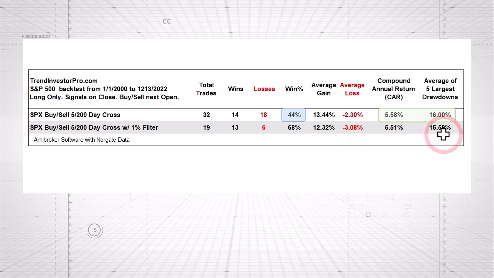So these systems are relatively equal, but you have to give it to the 1% filter because of the higher win rate and the fewer whipsaws. That's what we want. Fewer whipsaws and higher win rates will make it easier to trade your system.